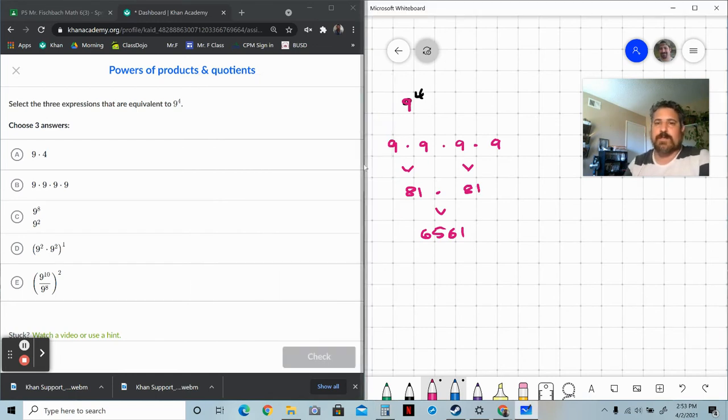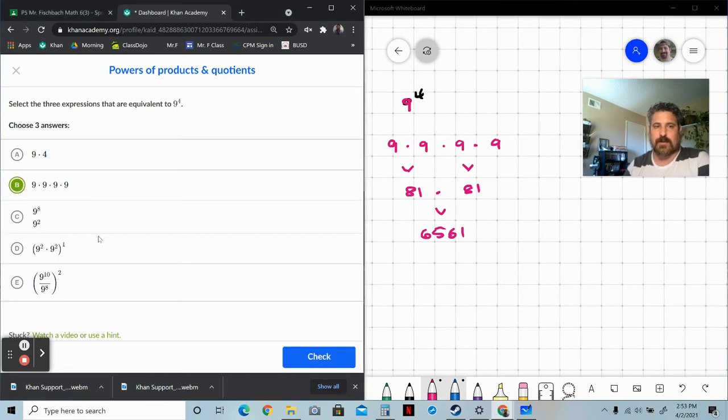But we can play with this in lots of different ways. So we just want to make sure that we check to see if these have the same value as 9 to the fourth, right? So 9 times 4 is 36. That's obviously wrong. 9 times 9 times 9 times 9 is exactly what 9 to the fourth is. So that's correct.